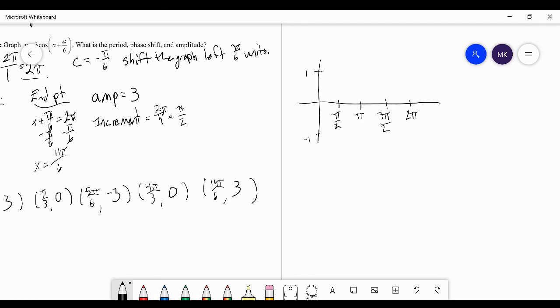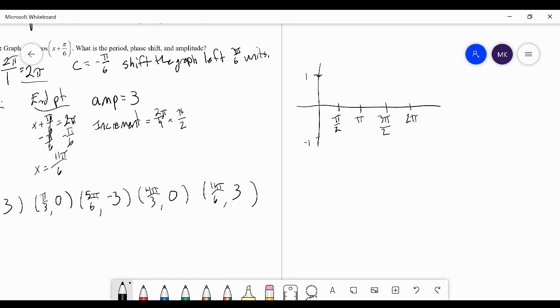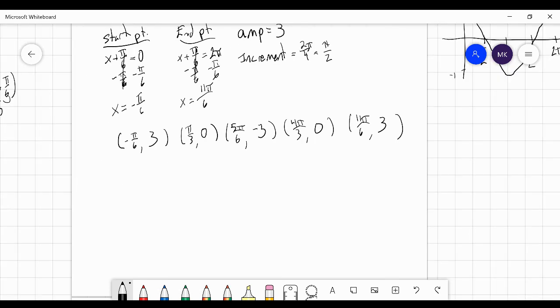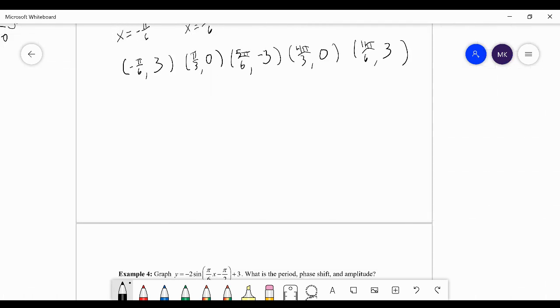Which, for those of you who've forgotten what cosine looks like, okay, so sine started at the origin, went up, then down, then back up. Cosine starts up at 1, goes down and up. And if we look at this function and these points, we start at 3, go to 0, go to negative 3, go to 0, back up to 3. That makes sense. That matches with what we would think we would do.